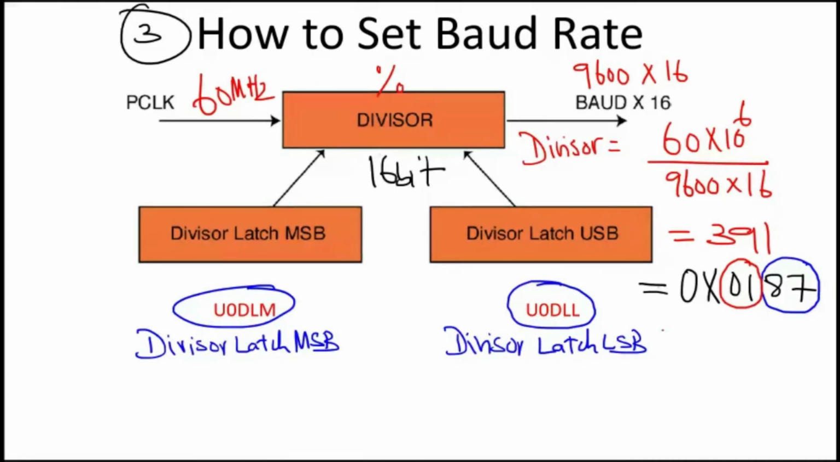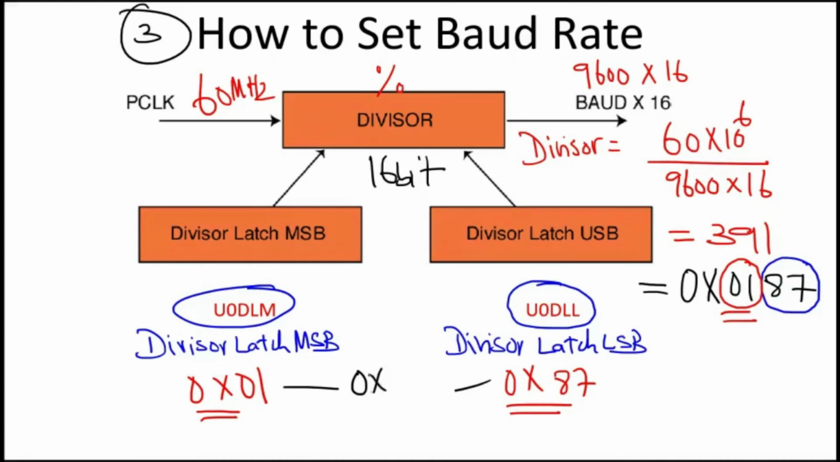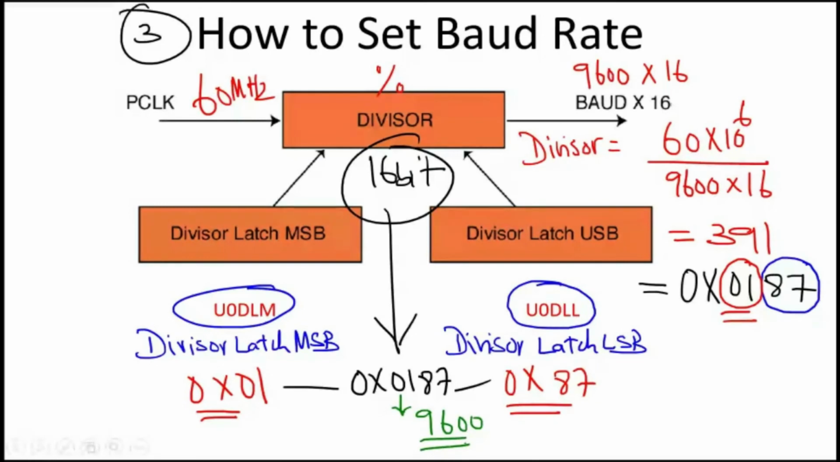So in this case, DLM is hexadecimal 01, and DLL is hexadecimal 87. These two in combination will give you hexadecimal 0187, which is the 16-bit divisor. So if I use 0187, what is the end result? The end result is that I end up getting a baud rate of 9600. Is that clear for you all? It's a pretty simple logic.